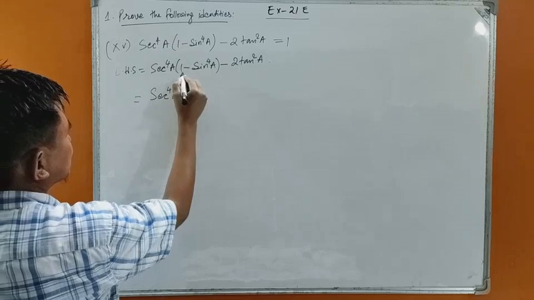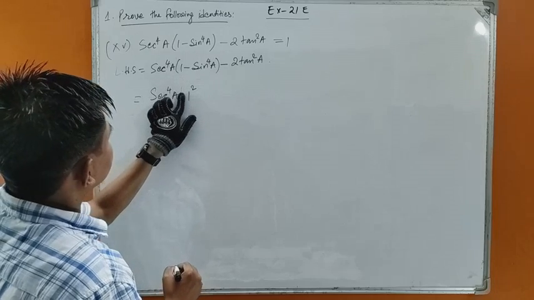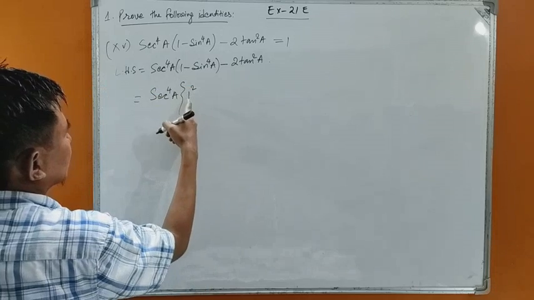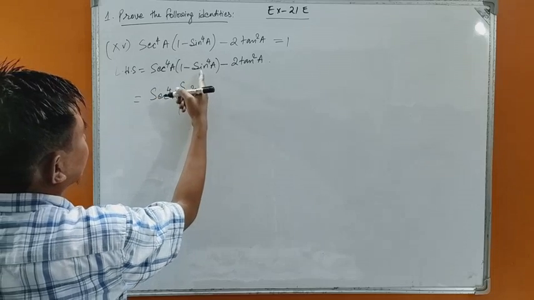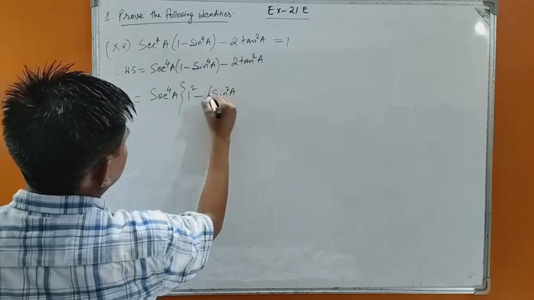So we copy this sec to the power 4a as it is. Now this 1 can be written as 1 square, isn't it? Let me put a curly bracket here. 1 can be written as 1 square, means 1 into 1, which is 1, and minus sine to the power 4a can be written as (sine square a) whole square.